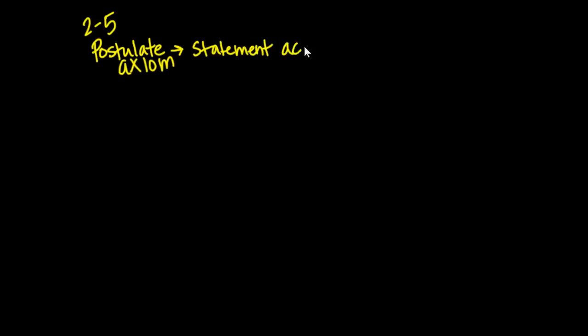All right, so the first thing is in 2.5, let's talk about some definitions. The first one that I want to talk about is a postulate. If you hear the word postulate, or if they say axiom, A-X-I-O-M, that's a statement that can be accepted as true without a proof. So a statement accepted as true does not require a proof. W/O means without proof.